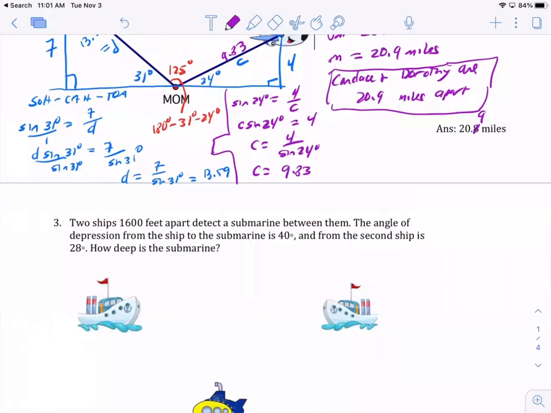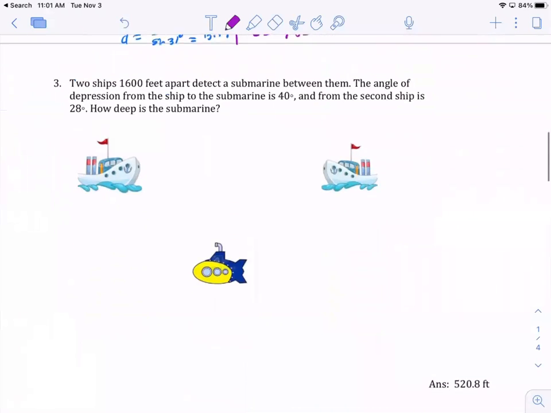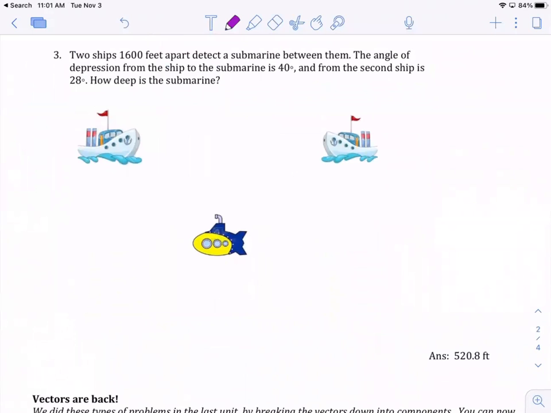Okay, Janie, will you read the one about the ships for us? Two ships 1,600 feet apart detect a submarine between them. The angle of depression from the ship to the submarine is 40 degrees, and from the second ship is 28 degrees. How deep is the submarine? Okay, so angle of depression is measured from the horizontal, just like angle of elevation.